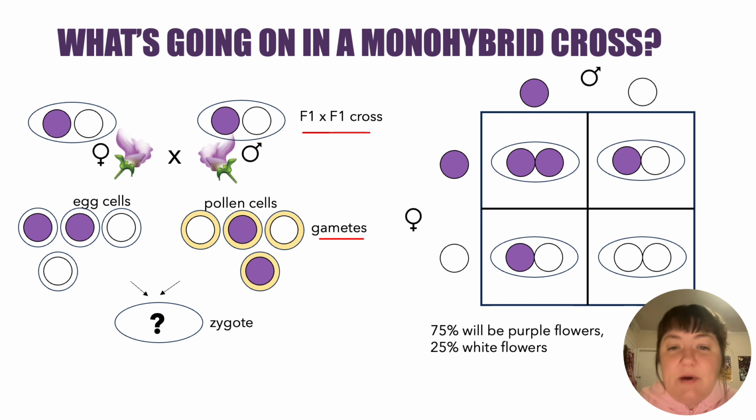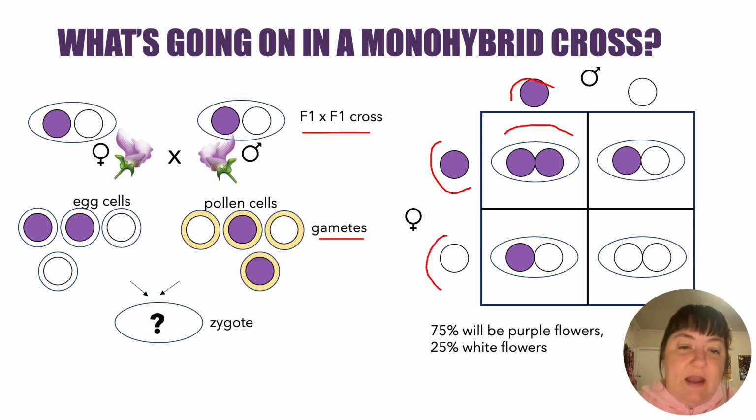So here you can use the Punnett square to figure that out. Basically, if the purple egg meets with the purple pollen, then you get a zygote that has two purples, and so the plant's going to be purple.